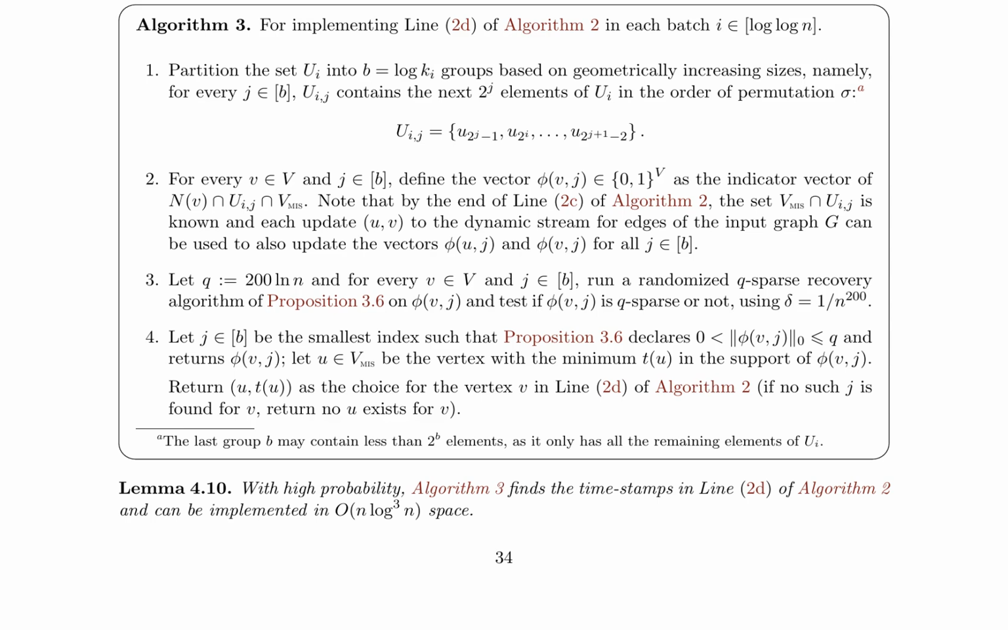The authors prove that algorithm 3 can be implemented in O(n log^3 n) space with high probability, demonstrating the efficiency of the proposed streaming algorithm for maintaining a sparse graph spanner in a dynamic graph. This result has significant implications for various applications, including network analysis and graph processing.